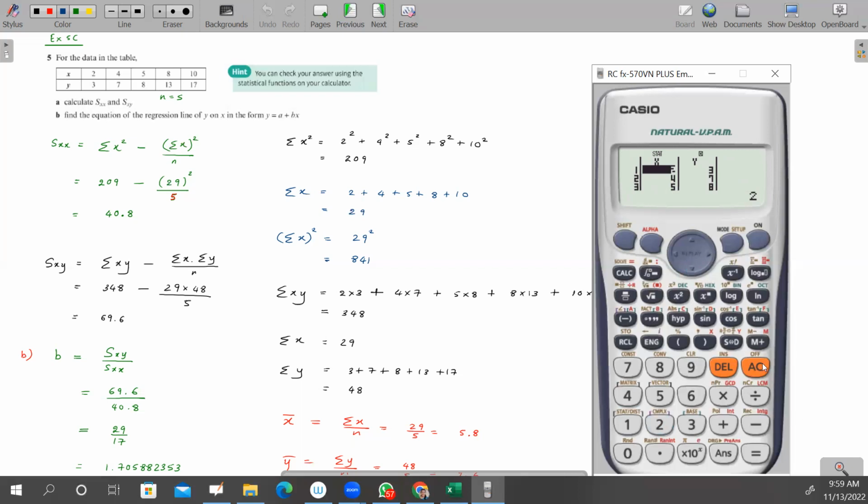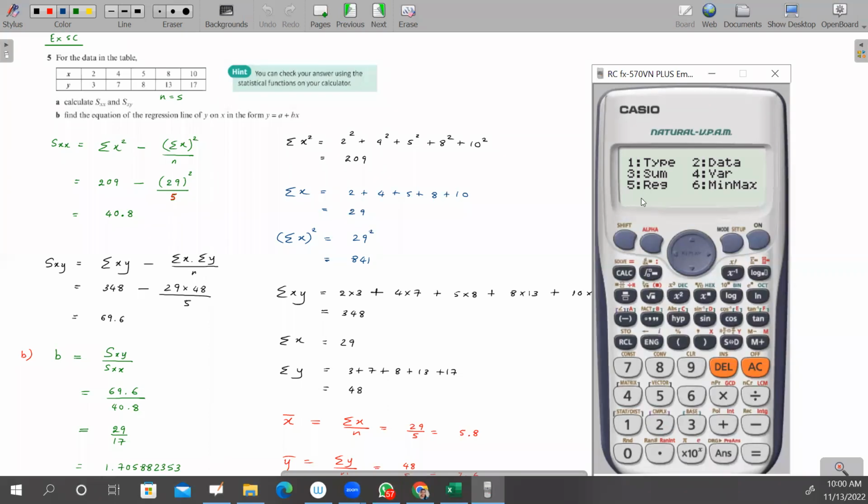So let me show that again. I press the AC button. I go to shift and I go to 1 here. Shift and 1. Okay, so wherever you have the stat functions in your calculator, just go there. And if you give data number 2 and go for data, you can see the data you just input.